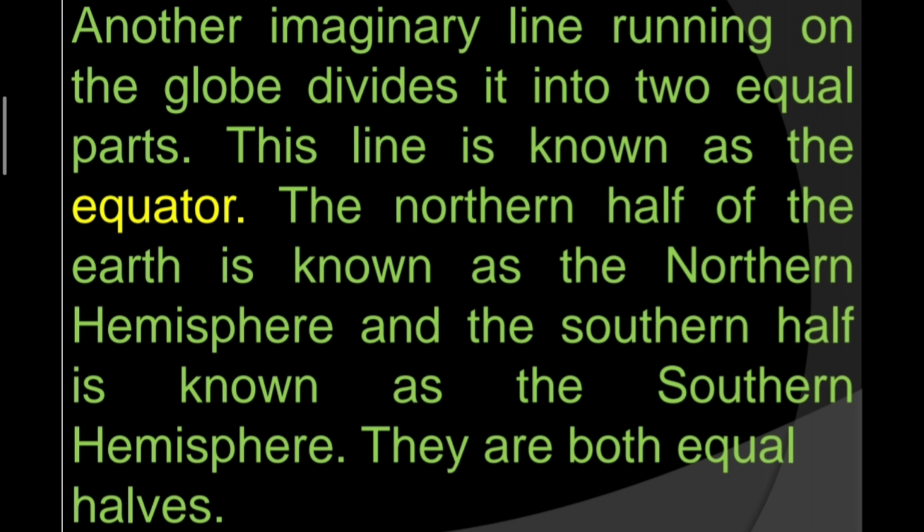Another imaginary line running on the globe divides it into two equal parts. This line is known as the equator. The northern half of the Earth is known as the Northern Hemisphere and the southern half is known as the Southern Hemisphere, and they both are equal halves.